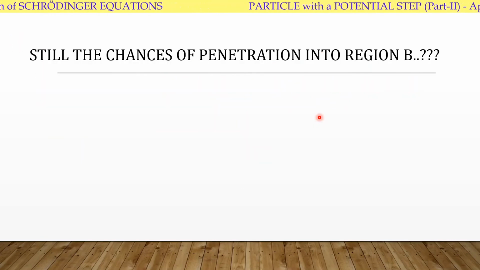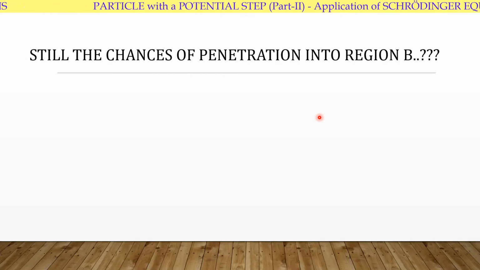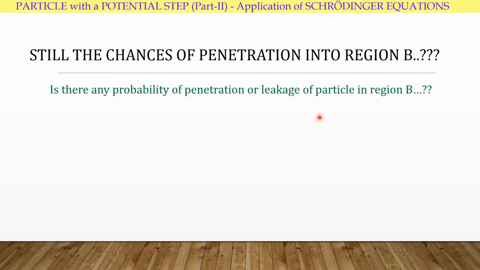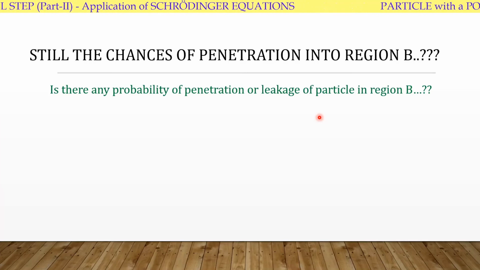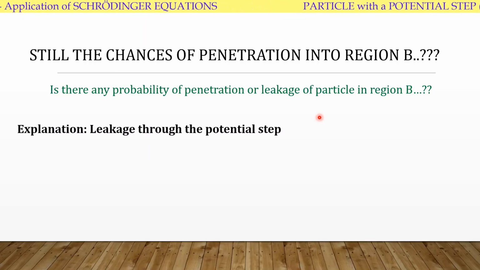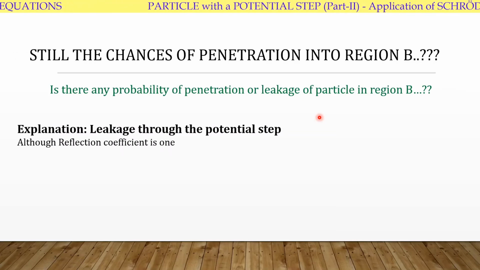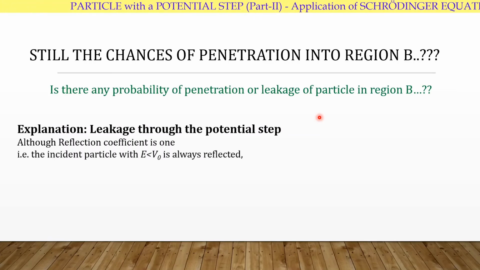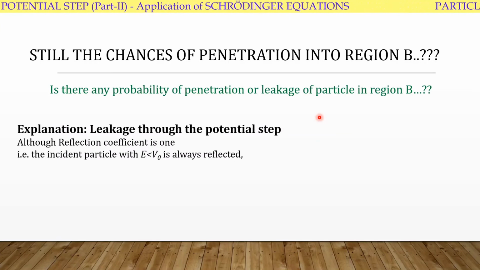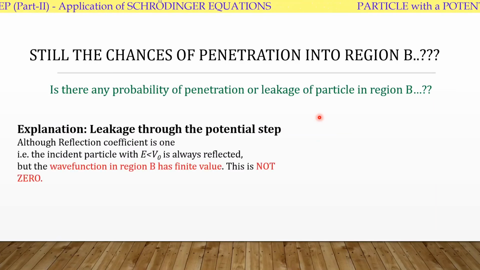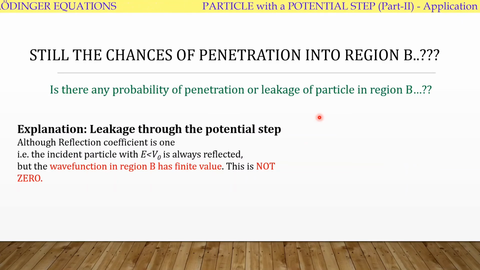You might also think, are there still a few chances of penetration of the particle into region B? Meaning, shall we think of leakage of the particle despite its reflection, which is 100% in region A? So let us understand how this leakage is possible through the potential step. Although we have got the value of the reflection coefficient as 1, it is reflected with 100% chance just because its energy was very much less than the height of the potential step. But we have arrived at a situation where the transmitted wave part is also a non-zero quantity.